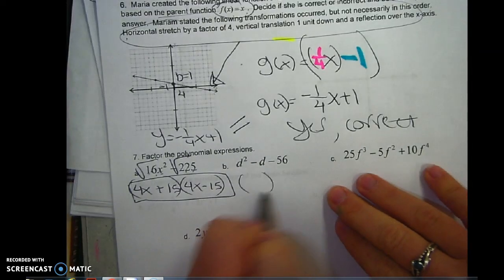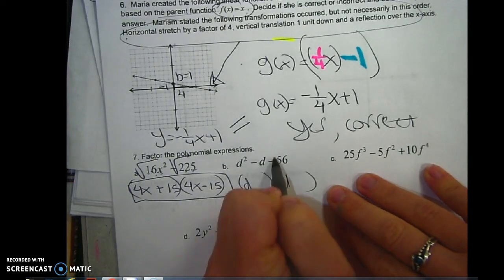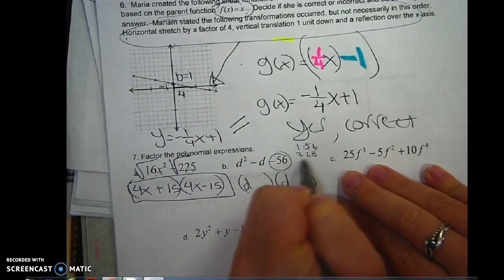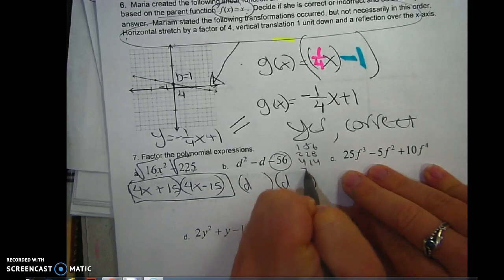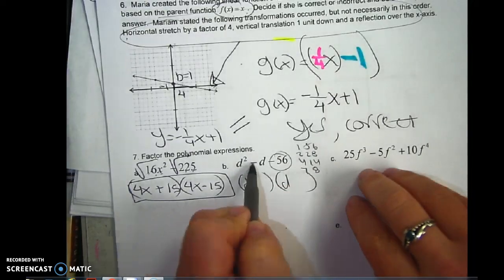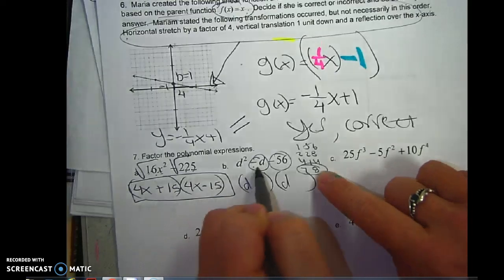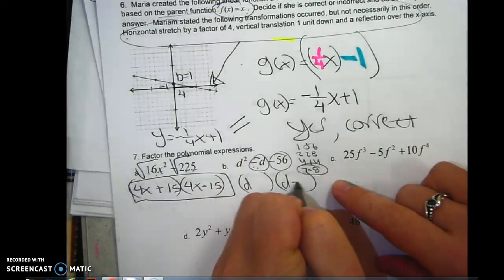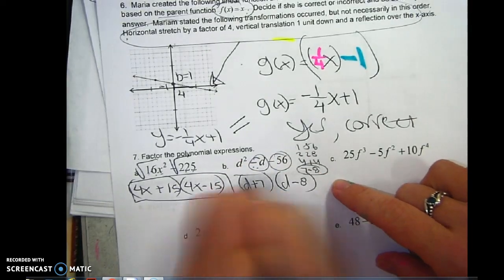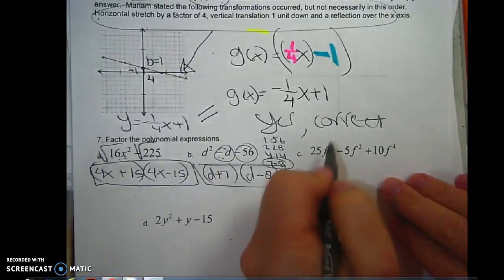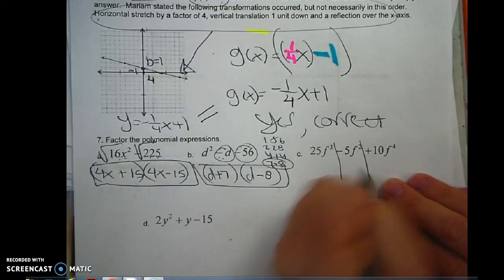This one, d. Think of all the ways to get 56: 1, 56, 2, 28, 4, 14, 7, 8. We're trying to add to get negative 1. Boom, that works. Since this is negative, the bigger number is negative. And I'm done.